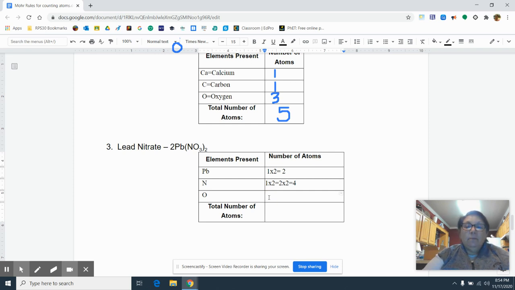When you go to the oxygen, how many do you start off with? 3. This means that you multiply by everything inside the bracket. So times 2, that gives me 6. But I have to multiply it also by this coefficient. So times 2 equals 12. And then all I have to do is add it up. 12 and 4, 16 and 2, 18. So there's a total number of 18 atoms.